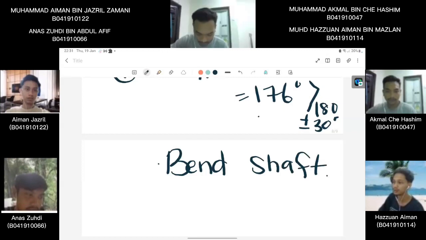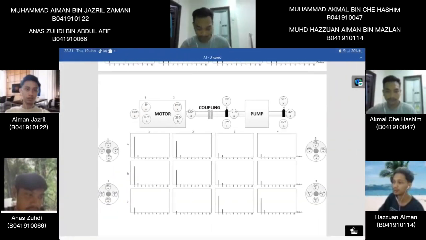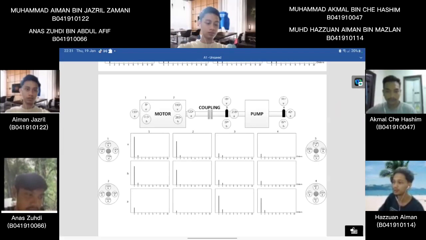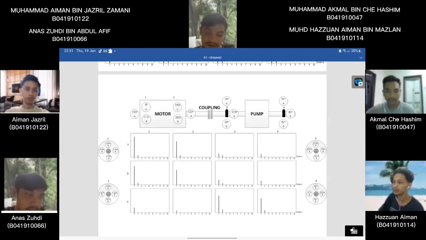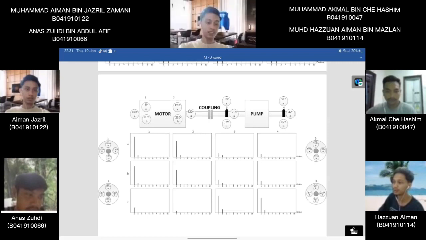So there are two faults for this system: couple unbalance at the motor and bent shaft at the pump. I think that's all from us. Anything else? Okay, correct. Alhamdulillah.